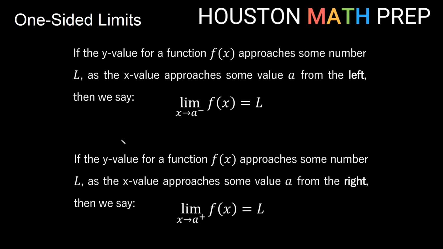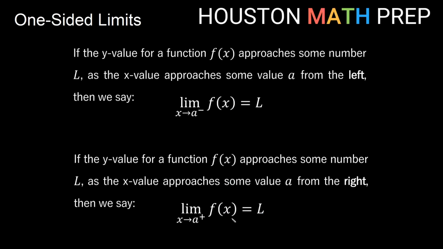So we can have a similar thing with a right-sided limit. If the y value for a function approaches some number as the x value approaches a value from the right, then we'll use this notation here. The superscript will now be a plus sign. This is saying the limit as x approaches a from the positive direction, positive being the right side on the number line. So the limit as x approaches a from the right side of our function being the limit, then that will be the right-sided limit.